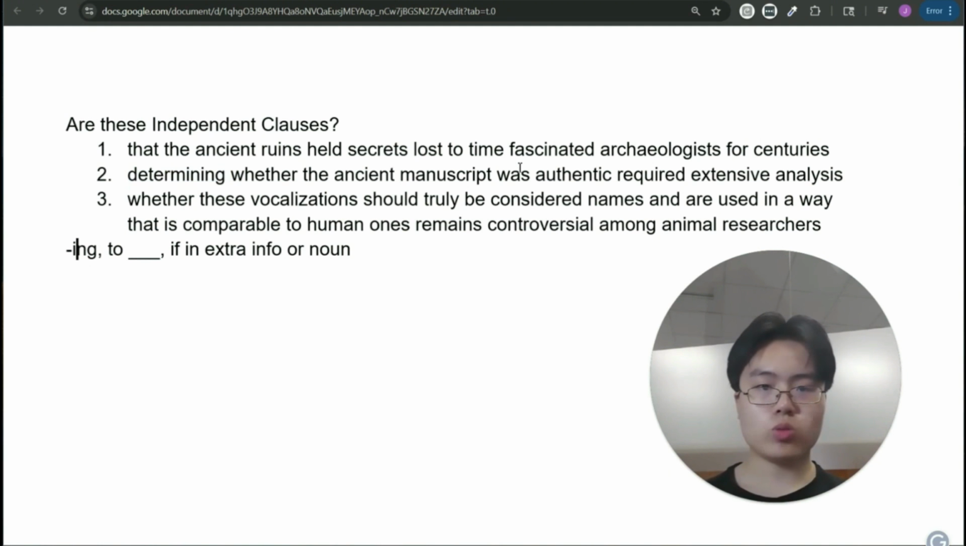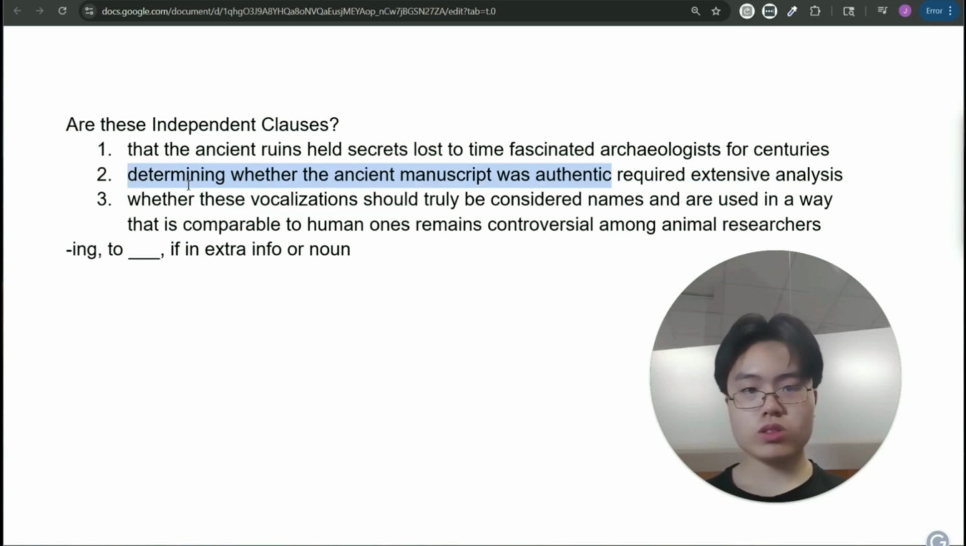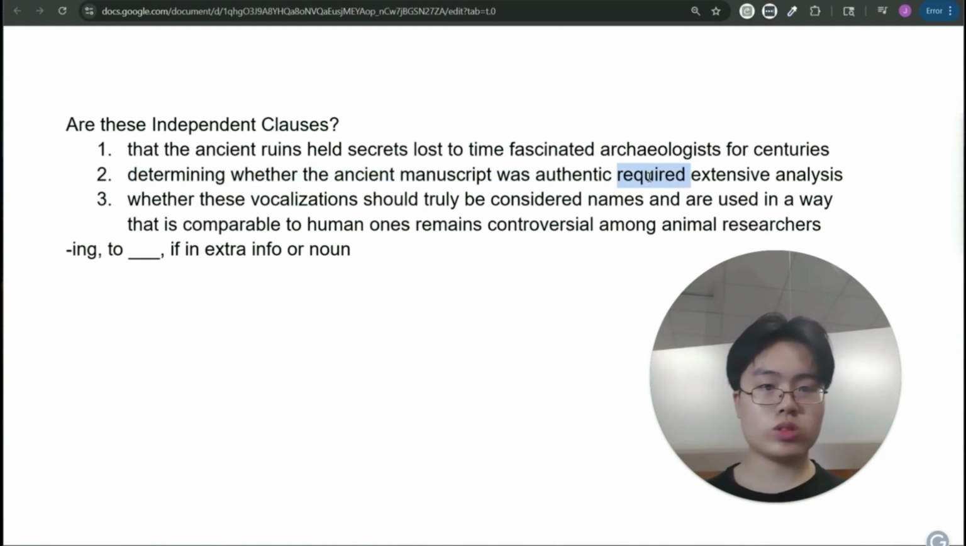What are the other verbs in here? Was and required. Whether the ancient manuscript was authentic, that is part of the noun. That's part of the subject. The action of determining whether the ancient manuscript was authentic, the idea of that action, what does that do? That required extensive analysis. So required is the main verb here. Was is a verb, but that's part of this idea.